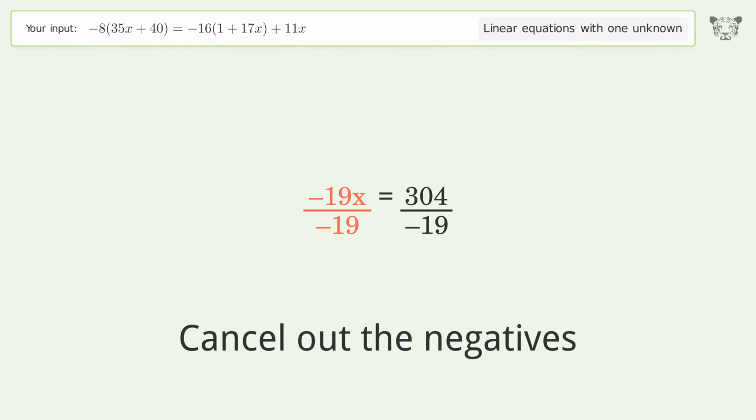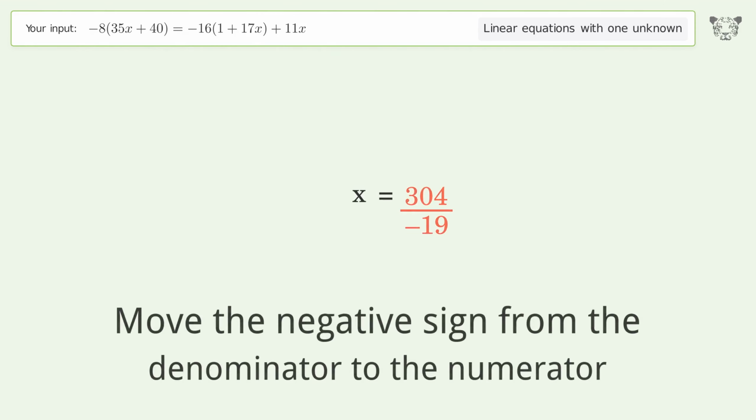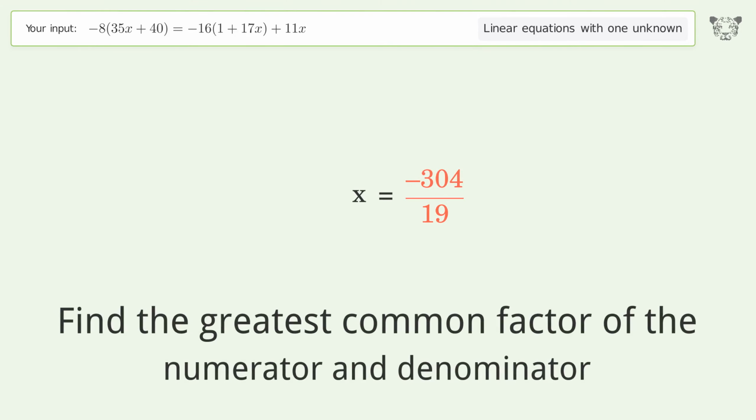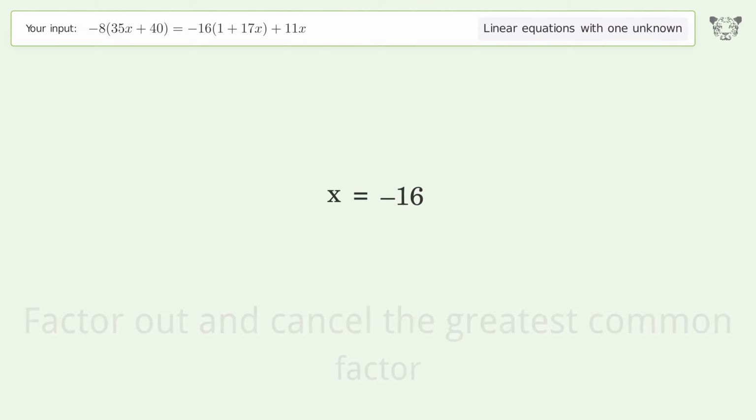Cancel out the negatives. Simplify the fraction. Move the negative sign from the denominator to the numerator. Find the greatest common factor of the numerator and denominator. Factor out and cancel the greatest common factor. And so the final result is x equals -16.